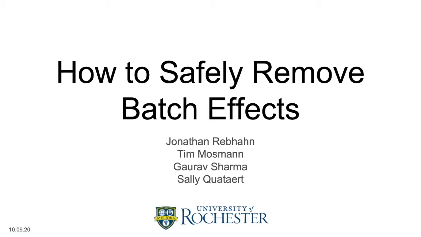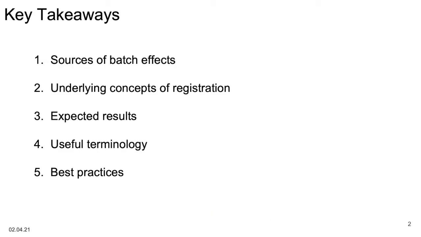I want to talk a little bit about how swiftReg might help you analyze and pre-process flow cytometry data to remove batch effects between experiments. Some key takeaways: we'll talk about some sources of batch effects and the idea of how registration can be used to help correct for some of those misalignments. We can look at some of the expected results. I'll talk about a little bit of the terminology that will be used throughout the other videos, and then we can summarize the best practices.